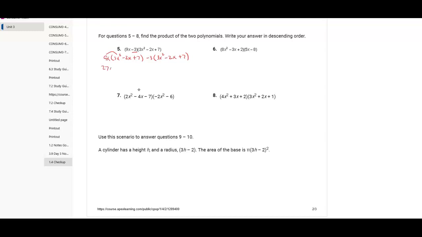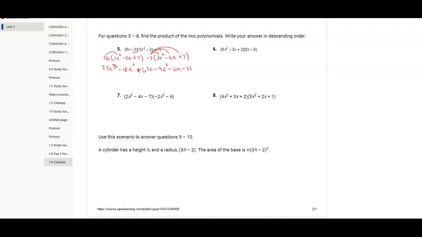It's going to give me 27x to the third. 9x times negative 2 is minus 18x squared. 9x times 7 is plus 63x. Then negative 3 times 3x squared gives me minus 9x squared. Negative 3 times negative 2x is minus 6x. Negative 3 times 7 is minus 21.